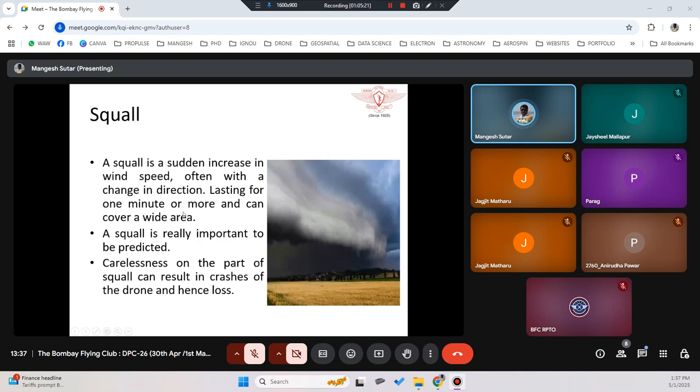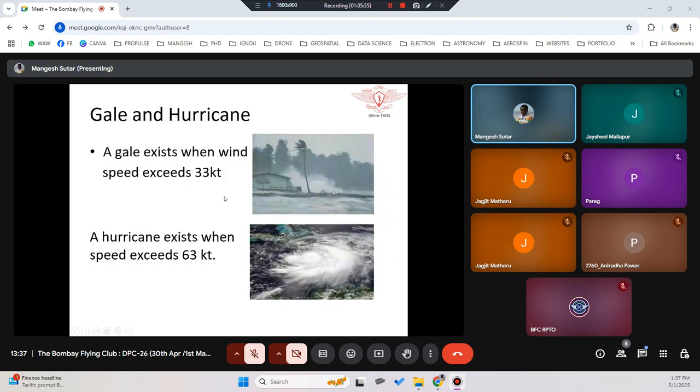Okay, silence period. Squall is a sudden increase in wind speed, change in direction, lasting 1 minute or more, and can cover a wide area. You cannot avoid a squall. So if there is a squall, you should always land your drone immediately. Gale is 33 knots, hurricane is 63 knots. In both conditions, you should not fly your drones.